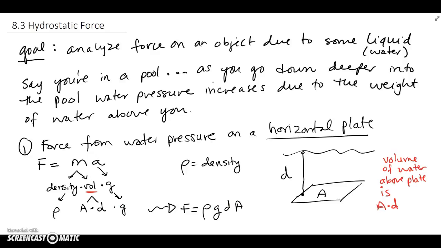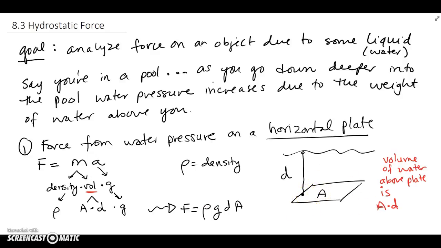So for a horizontal plate submerged under water, if we know the density of water or whatever liquid it is, we know the gravitational force, 9.8 meters per second squared, for example, if we're in the metric unit system, and how deep it is below the water and what the area of that piece is, that'll give us the force due to that water on that horizontal plate.